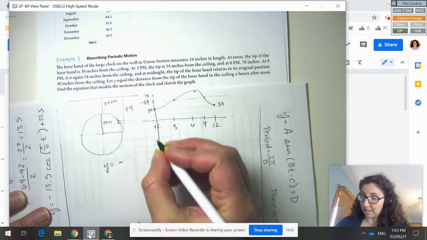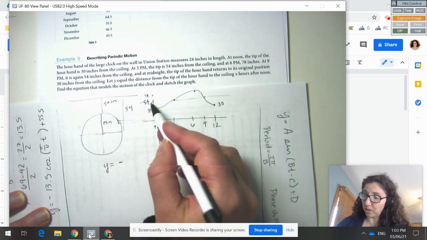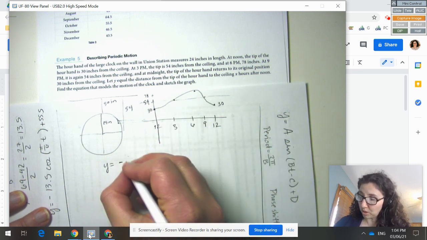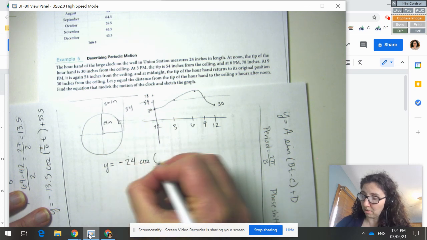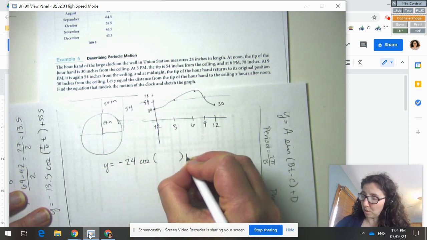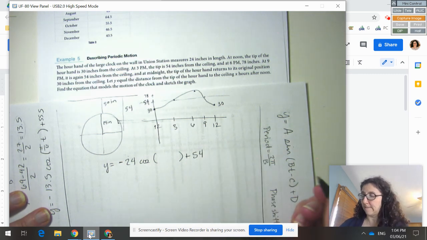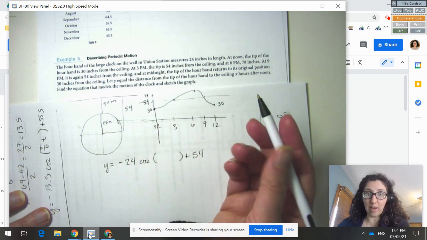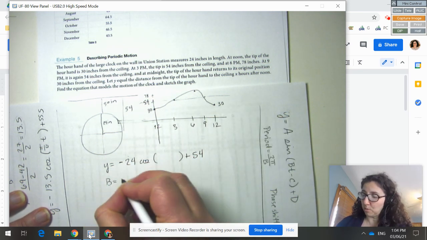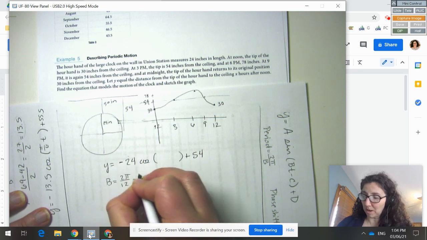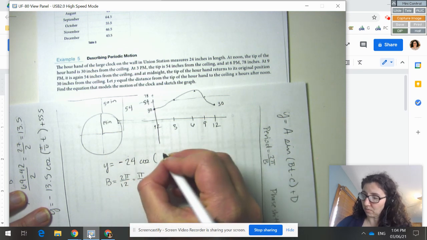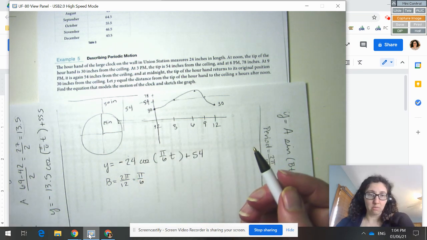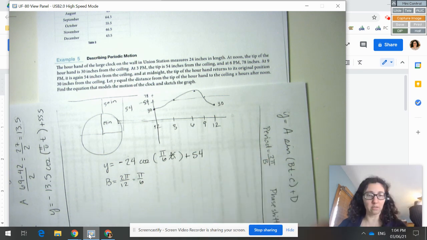We know we're going to have a minus here. Our amplitude, we're going from 54 to 30 up to 78. So that's a difference of 24. So it's going to be minus 24 cosine. And then here we'll have our vertical shift of plus 54. And I guess the question is, what's our period, right? Our period is 12 hours. So our b value is going to be 2 pi divided by 12 hours, or pi over 6 again. So pi over 6 t, right? Where t would be time, or I guess x.